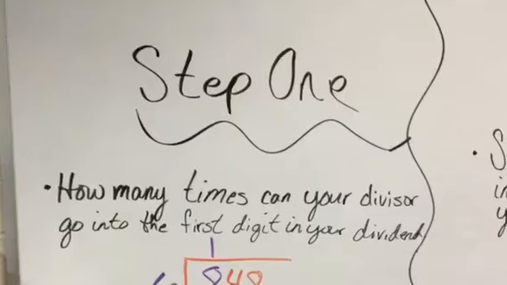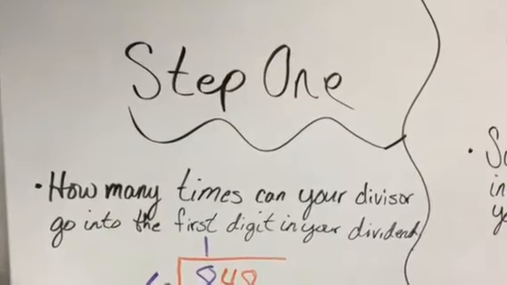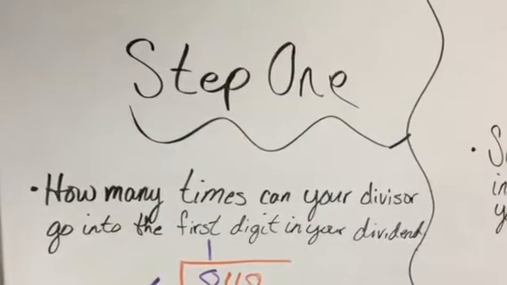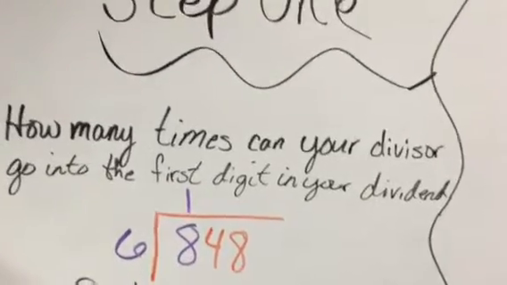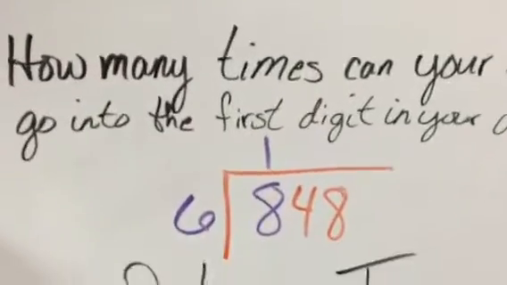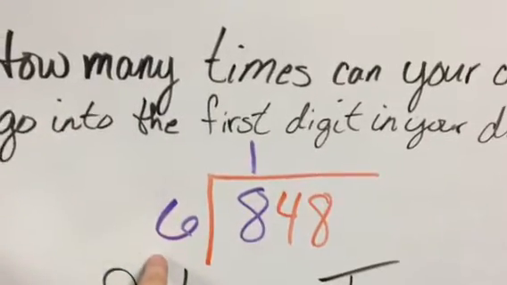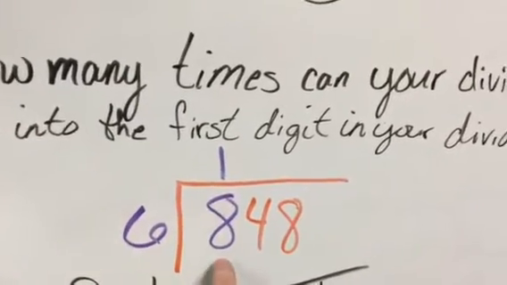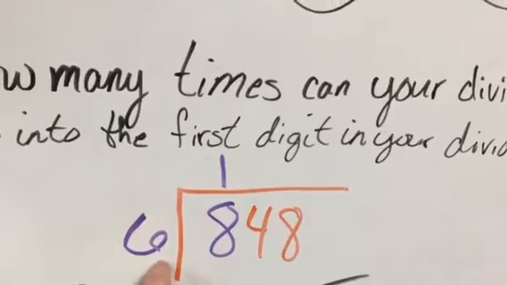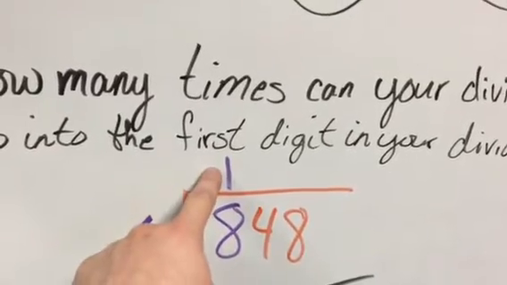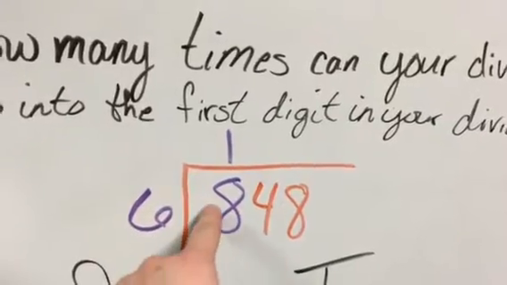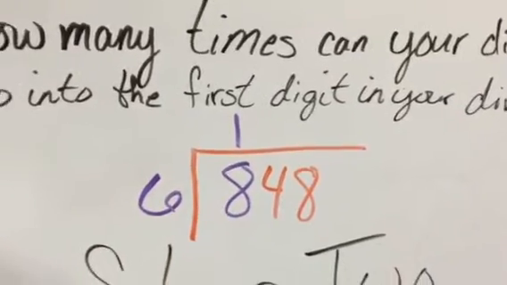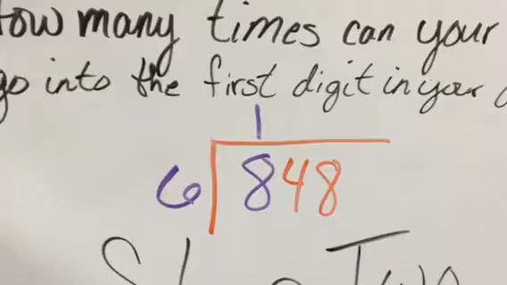Step 1. How many times can your divisor go into the first digit in your dividend? In every step, the thing that we're using I put in purple and the rest of it was in orange. So I said, how many times can my divisor go into my first digit? So 6 can go into 8 only one time, because if it was 2, that'd be 12, which would be too big. So it goes in there one time. And so far, this is all I do.